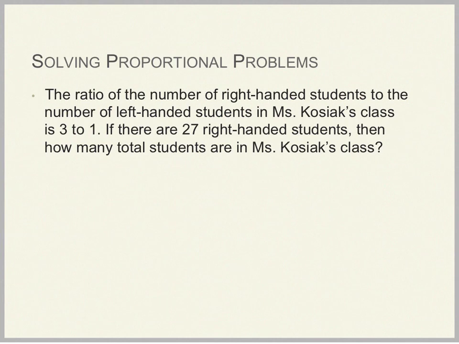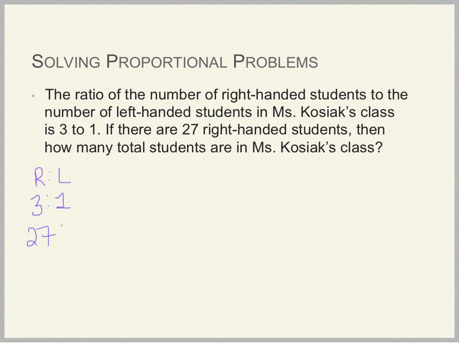Now let's solve some proportional problems. The ratio of the number of right-handed students to the number of left-handed students in Ms. Koziak's class is 3 to 1. So I'm going to write that as right-handed to left-handed is 3 to 1. If there are 27 right-handed students, then how many total students are in Ms. Koziak's class?